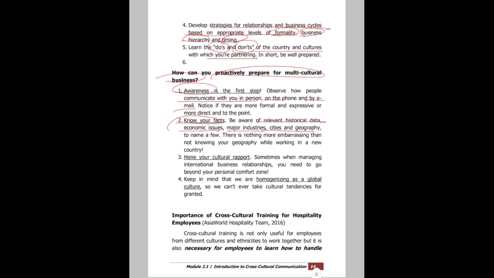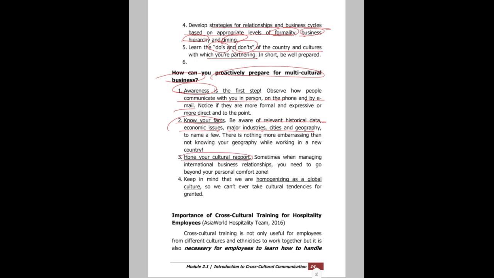We might do a benchmarking or, let's say, competitive strategy, pero not to the point na i-chismis mo na, diba? Not to the point na magiging spy ka na or gagawa ka ng unnecessary movement towards other companies. So, hone your cultural rapport.